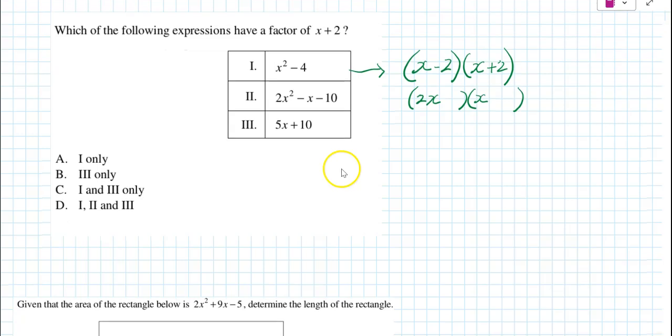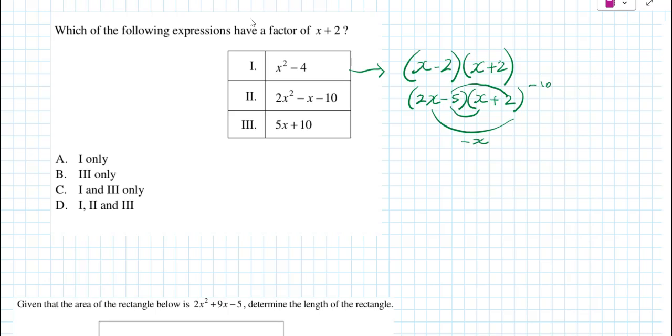All right, so this one, you'll get 2x minus 5 and x plus 2. And the reason is that when you multiply them and then add them, these are the x terms, you get minus x. And then when you multiply minus 5 and 2, you get minus 10, so you get that back.